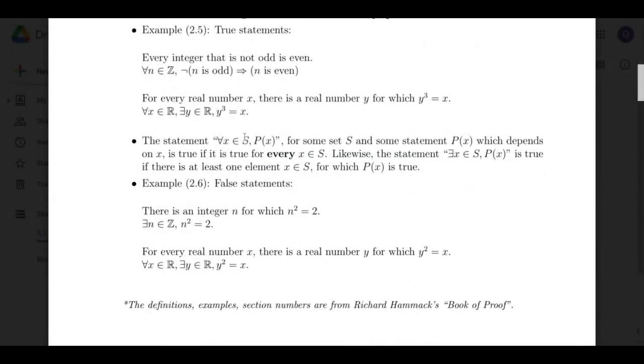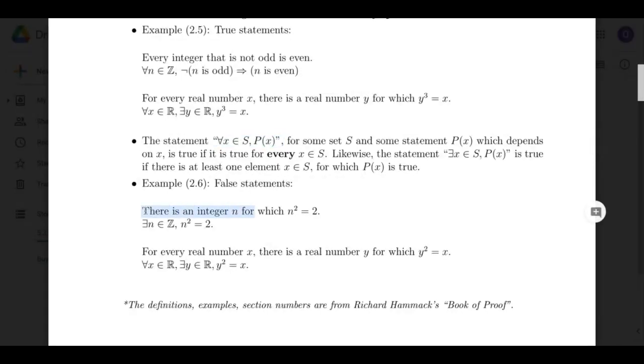The statement for all x in the set S, P of x. Let's see this expression. For some set S and some statement P of x, remember P represents a statement, and this statement includes x, which makes it an open sentence. Every such statement has a variable, and we cannot tell if it's true or false. We call it an open sentence, which depends on x. It's true if it is true for every x in the set S. Likewise, the statement that there exists x in the set S such that P of x is true if there is at least one element x in the set S for which the statement is true. Okay, we use this all the time in mathematical proofs.